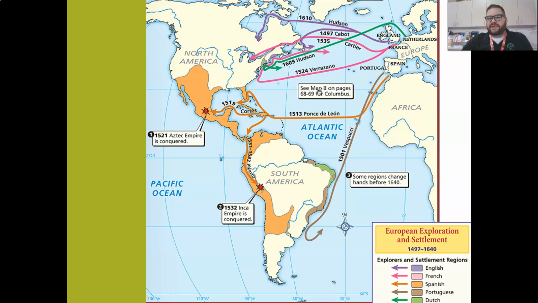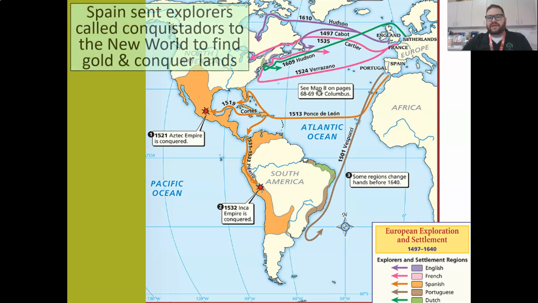But the first nation that we're going to look at is Spain. So Spain sent explorers called conquistadors to the New World, or remember that's North or South or Central and the Caribbean Americas, to find gold, and to conquer lands. And remember, conquering means to take over a new society, oftentimes by use of the military.